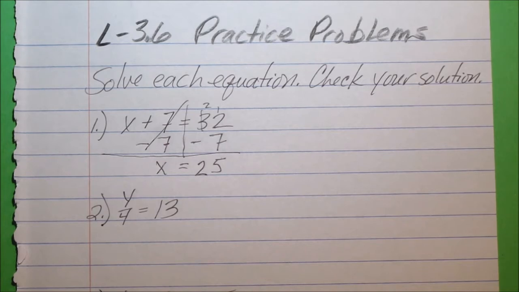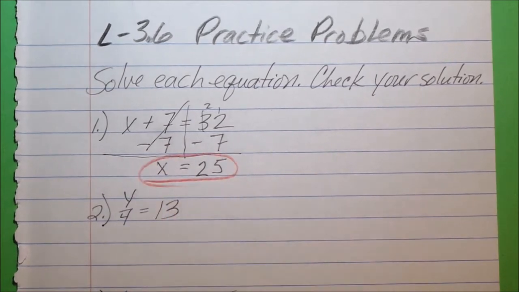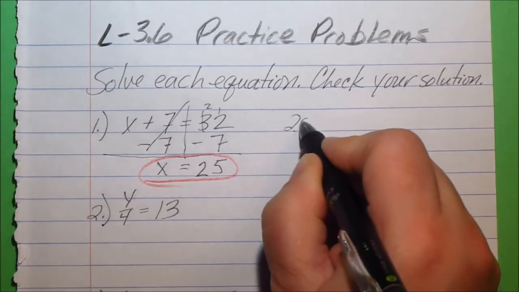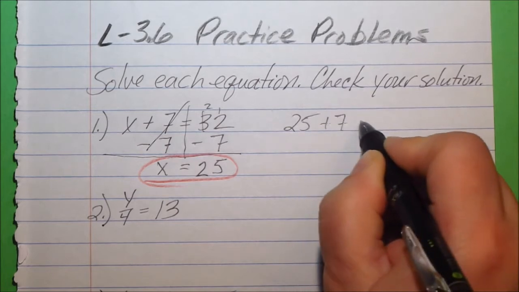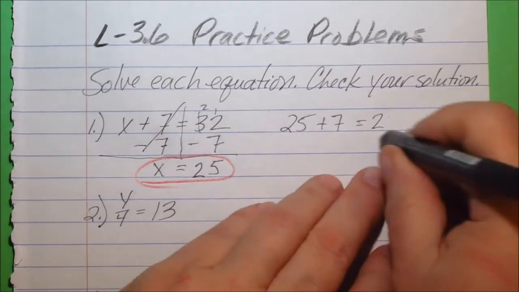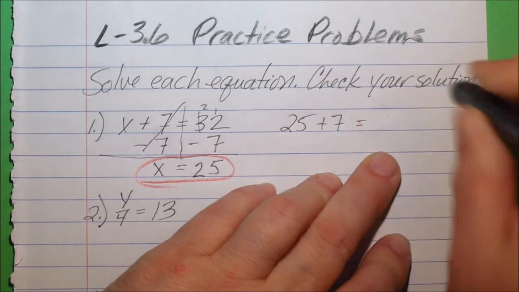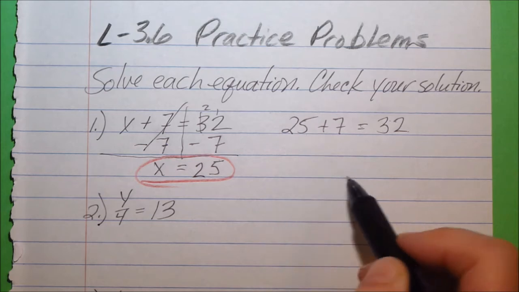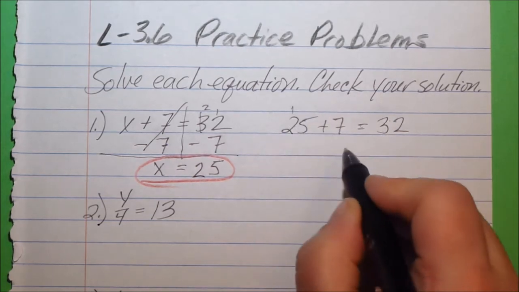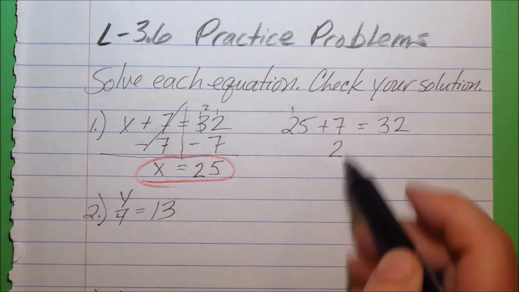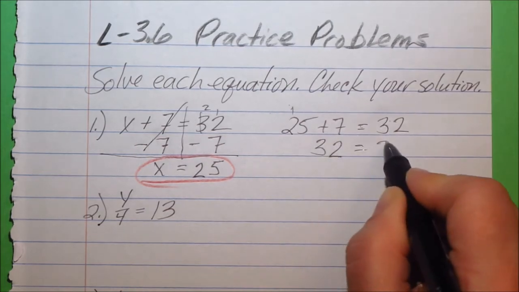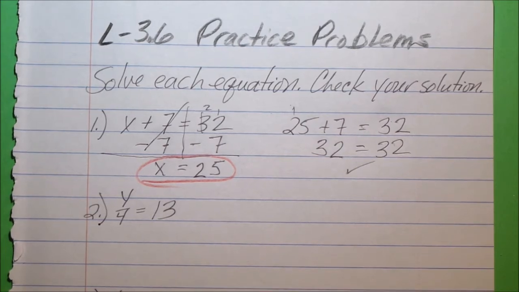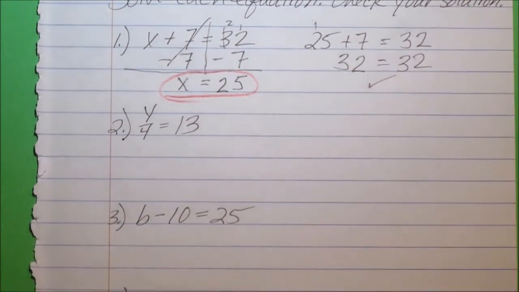Well, I have to check my answer. So over to the right, I'm going to plug in 25 where I had x. So 25 plus 7 equals 32. Oops. Need a 3 before the 2. Equals 32. All right? Okay, so 7 plus 5 is 12. So I'll carry the 1 and put down the 2. Right? 2 plus 1 is 3. That's 32. So it looks like 32 equals 32. Check. We did that correctly. All right? Okay. Problem number 2.